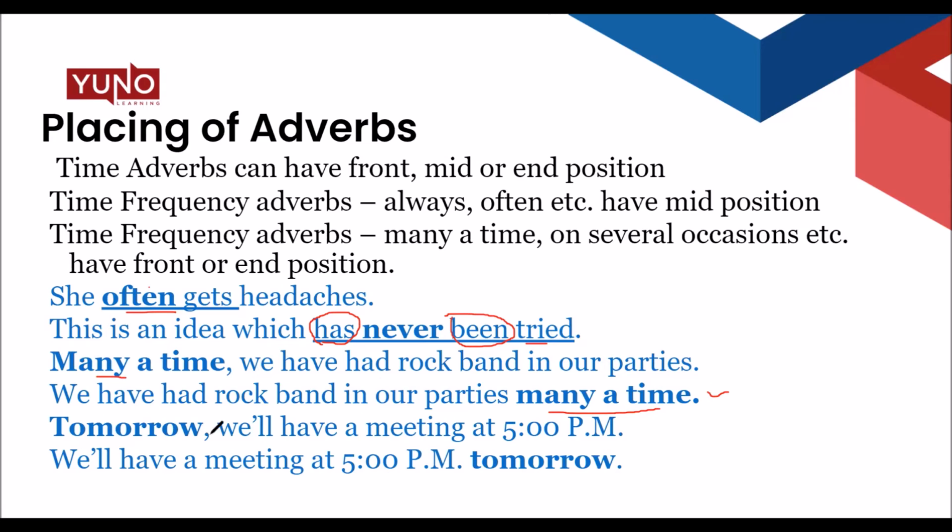Tomorrow we'll have a meeting at 5 p.m. If you have two time adverbs together, 5 p.m. and tomorrow, how do you decide which one should come first? Whichever you can change. That means whichever you can bring to another position. So we cannot say at 5 p.m. we'll have a meeting tomorrow. Was that the correct way of saying that? Tomorrow we'll have a meeting at 5 p.m. So we place tomorrow after 5 p.m. We'll have a meeting at 5 p.m. tomorrow.